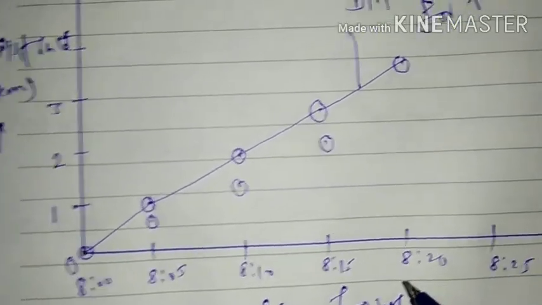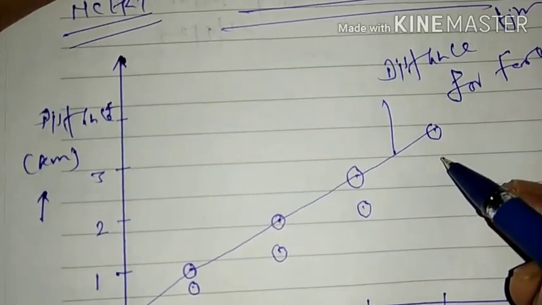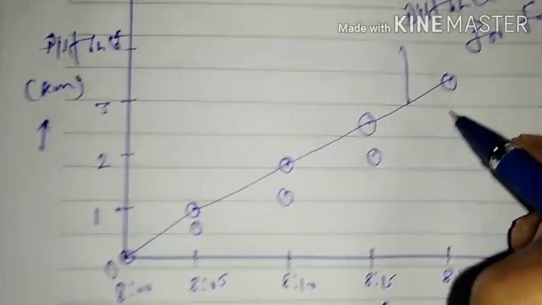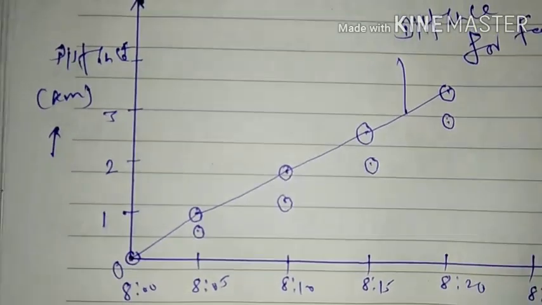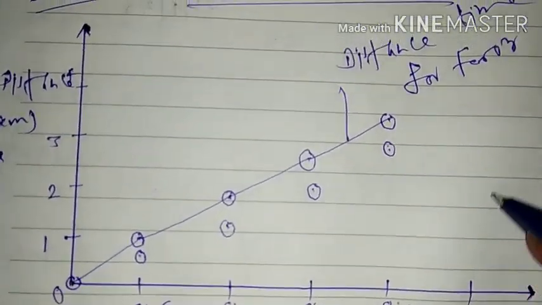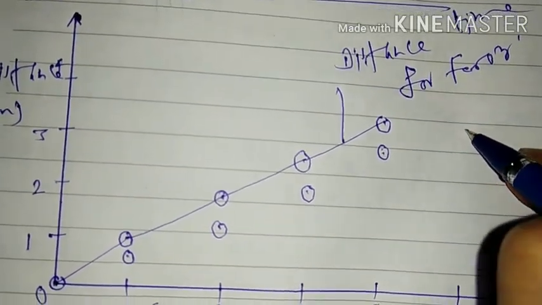And at 8:20, the distance traveled is 3. So at 8:20, the distance traveled by Sania is only 3 kilometer. This is the 3 kilometer point. And at 8:25, she finishes her journey.